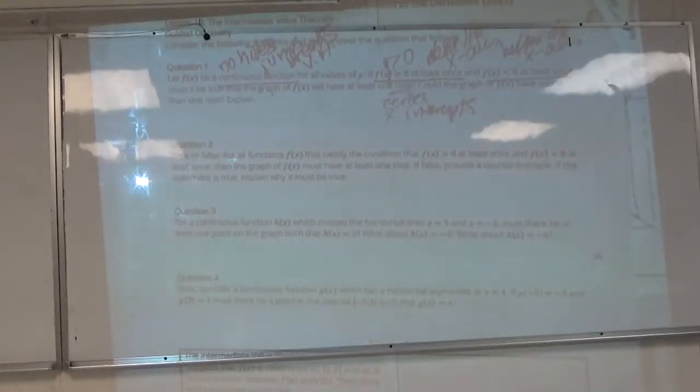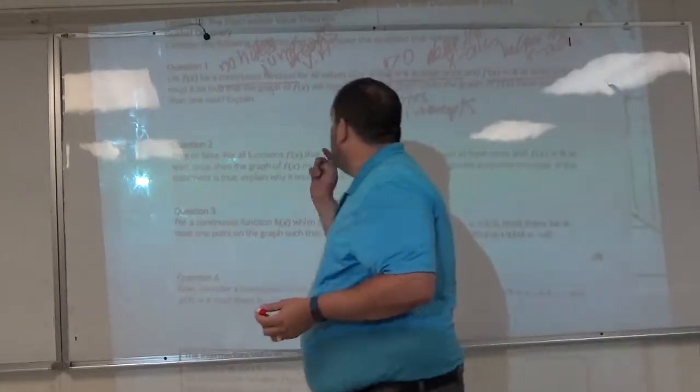All right, Mavericks, let's pull this together. F is a continuous function for all values of x. F of x is greater than 0 at least once. F of x is less than 0 at least once. Does it have to be true that the graph will have at least one root?